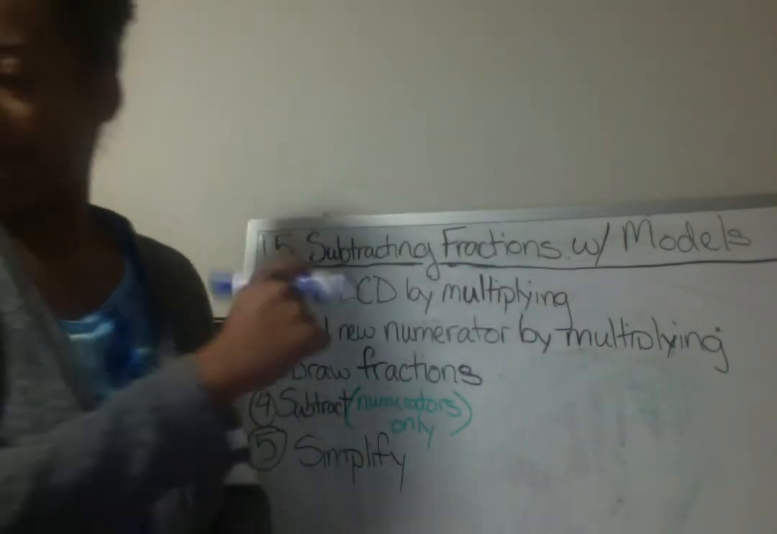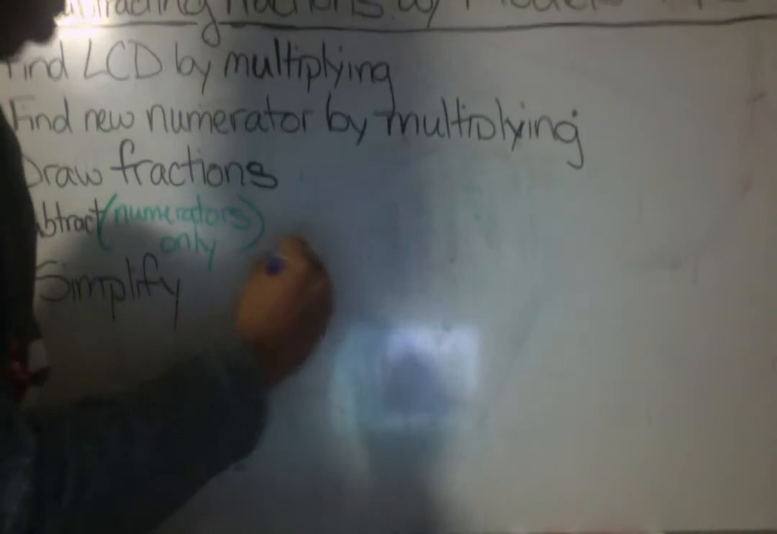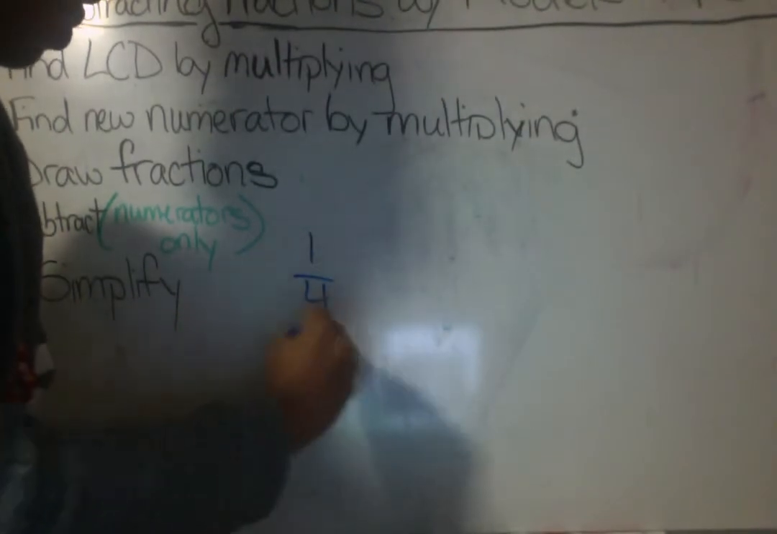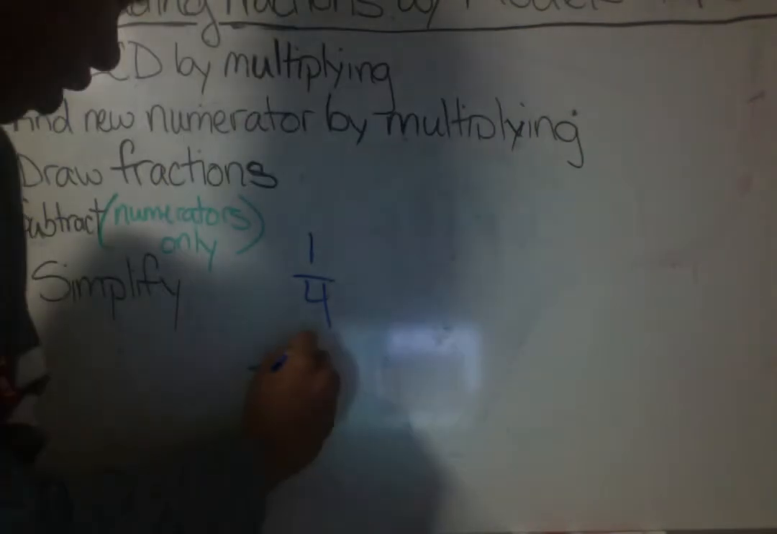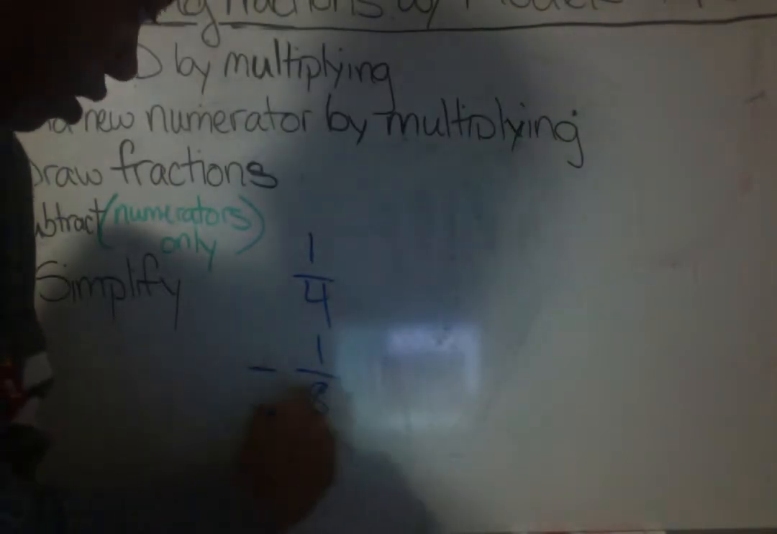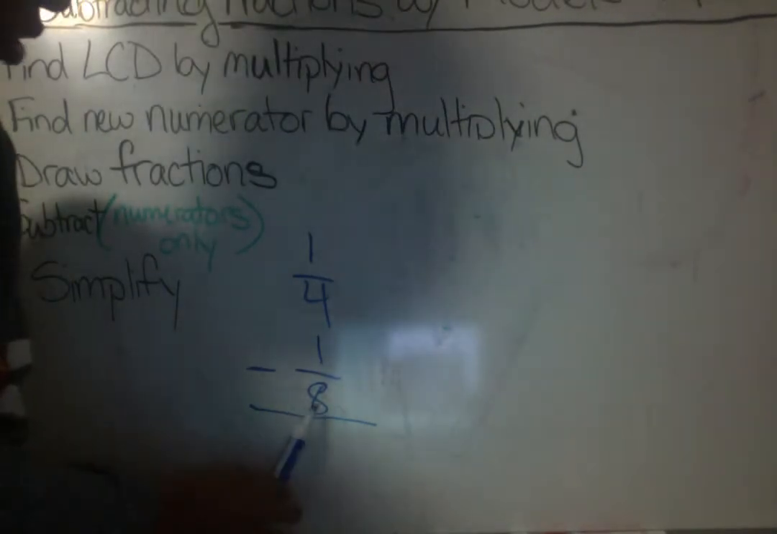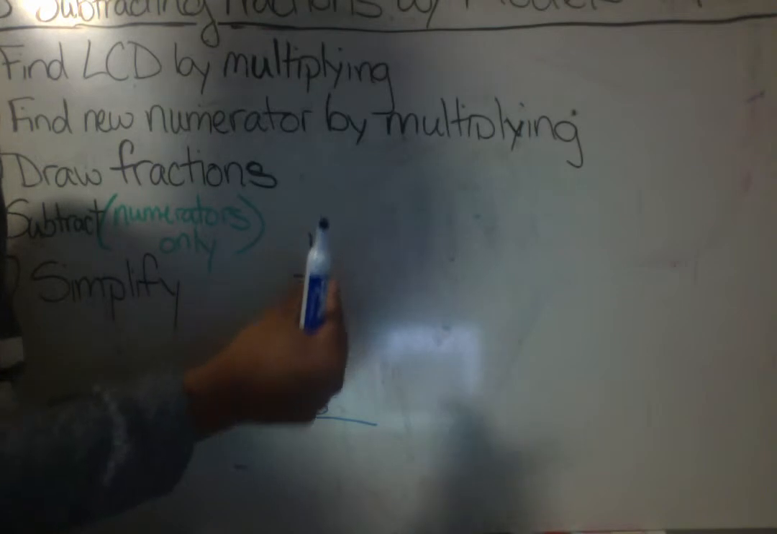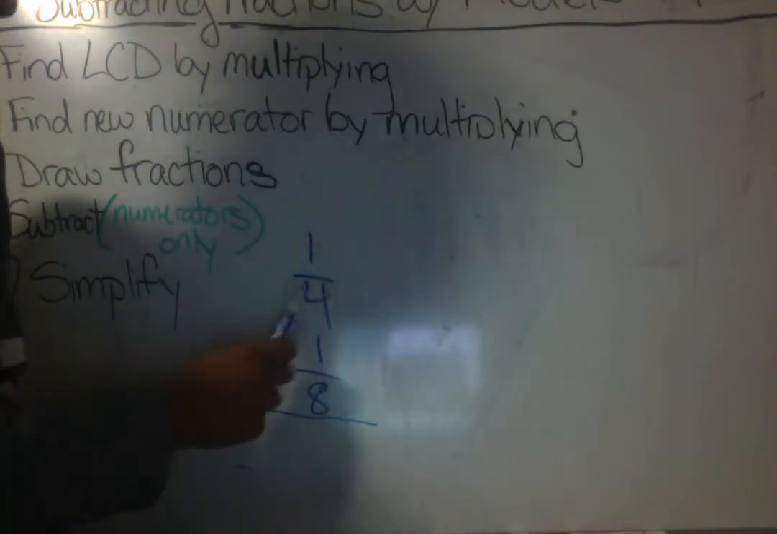We'll start pretty simple. So if you have 1/4, and we're going to take 1/8 away. Now, one way you can look at this is the larger your denominator, the smaller your piece is. So if we were to draw this out, 1/8 is smaller than 1/4.